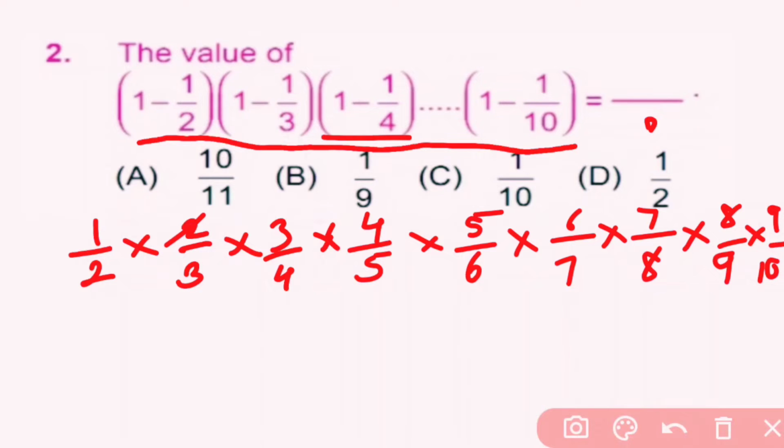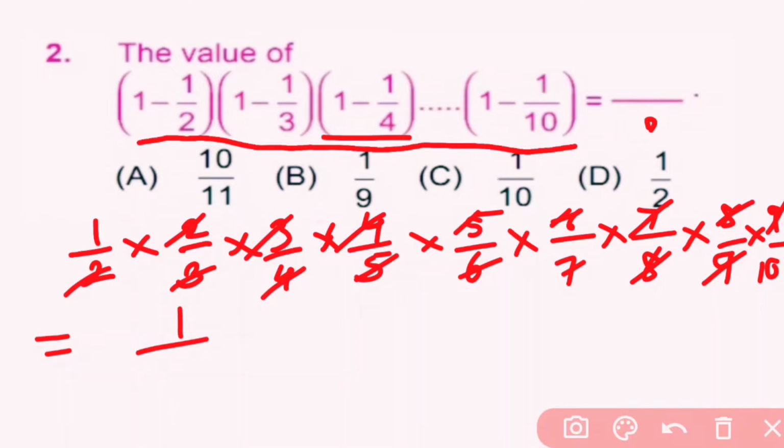Now here this 2 will get cancelled, this will get cancelled, this will get cancelled, this gets cancelled, then this, then this, then this. Then what remains? 1 by 10. So here the answer is 1 by 10. So C is the correct answer.